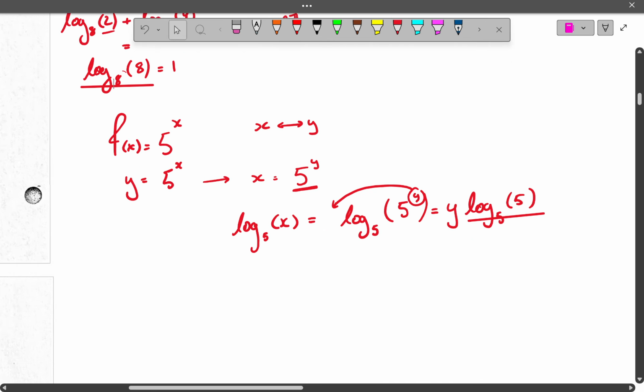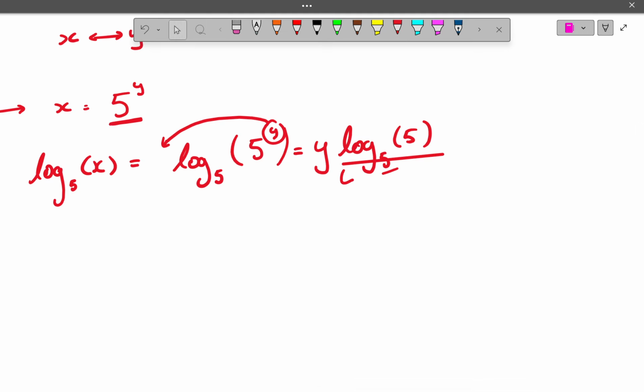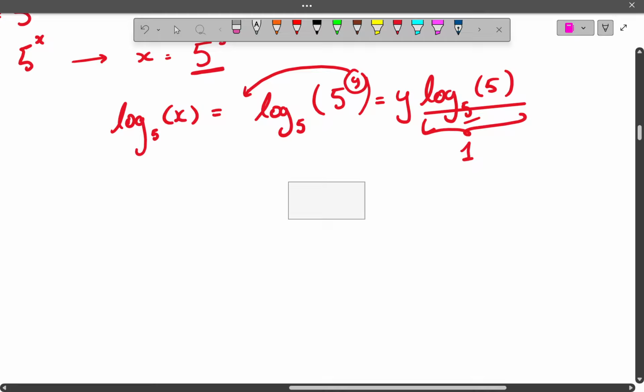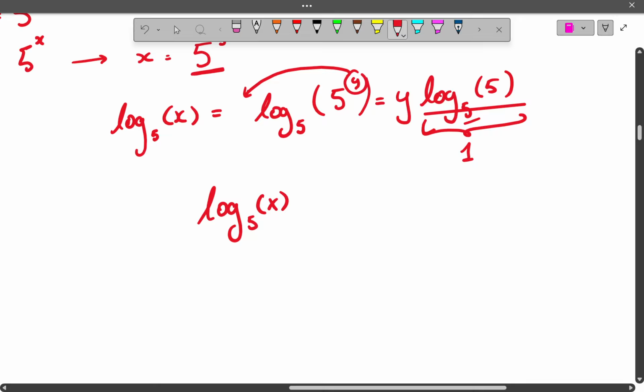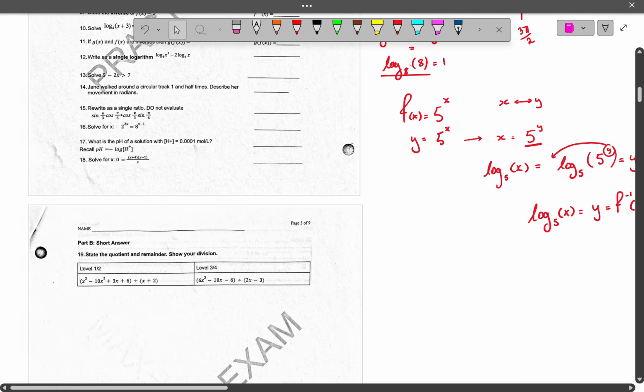So I have here log base 5 of 5. Or in other words, 5 to what power gives you 5? The answer to this is just 1. So our final answer would be, our left-hand side is log base 5 of x equals y times 1, or just y. And now that we've isolated y on its own, this is our inverse. So our inverse function is log base 5 of x. So there we go. We write that up.